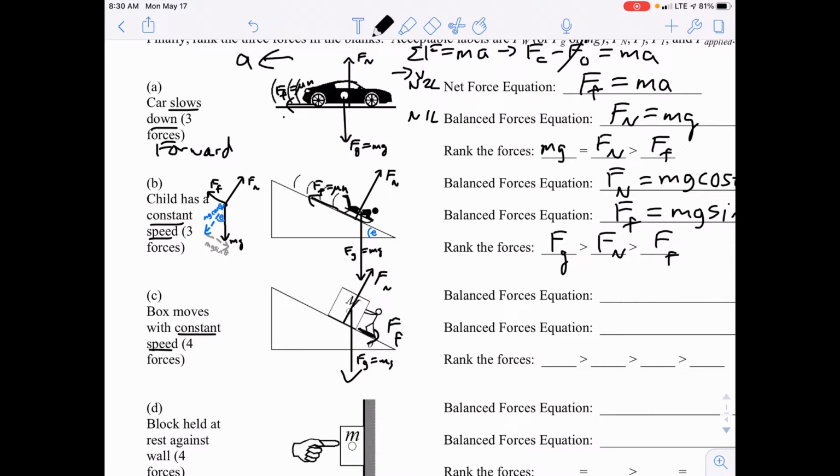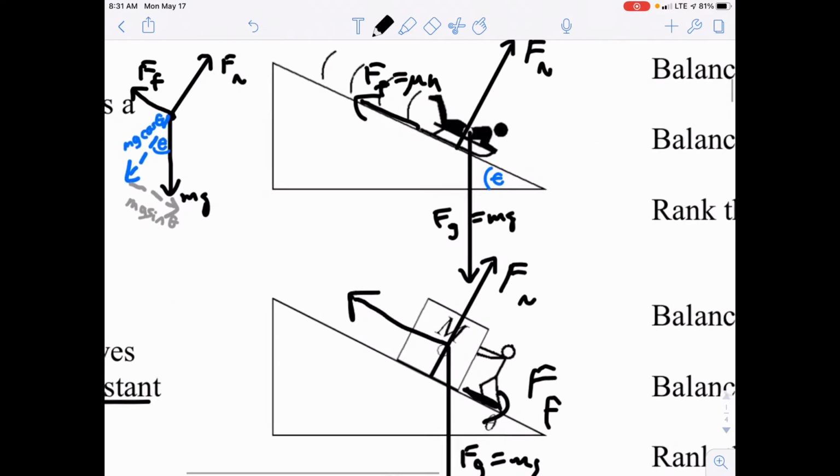Okay, and then you have your applied force. Now, how long do we draw the applied force? Well, you've got mg sine going down the hill here, and this force should be the sum of both of those lengths. In other words, about that long. And that would be F applied.